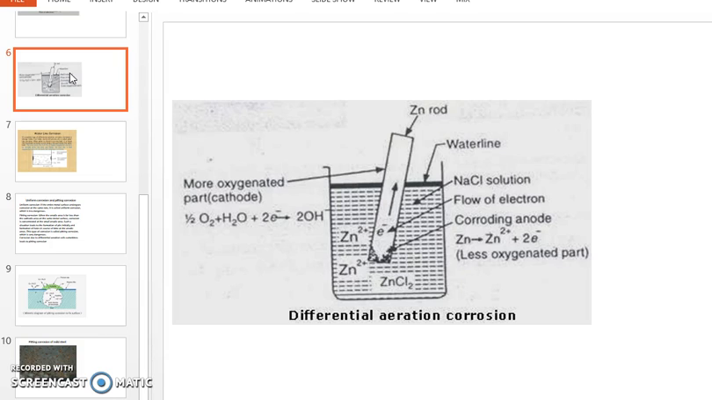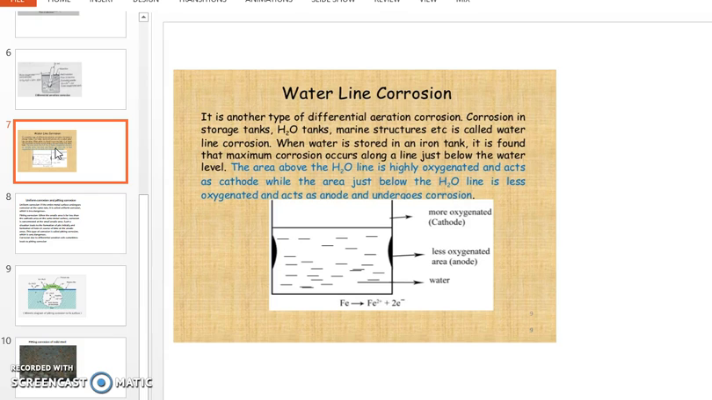On the other hand, the zinc rod exposed to open atmosphere has greater accessibility to oxygen, therefore it acts as cathode. And the cathodic reaction always in such cases is the reaction between water molecules, oxygen and the electrons to give you hydroxyl ions. So this experiment also shows that there is corrosion of a single metal by the formation of differential aeration cells. Yet another example is waterline corrosion.